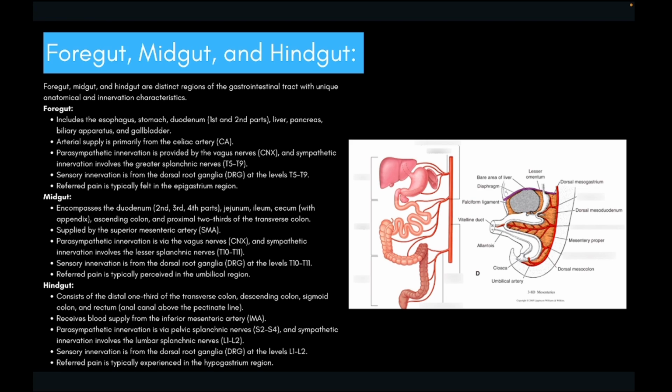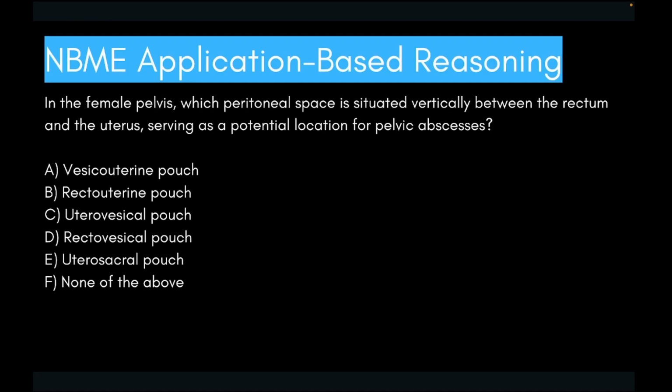Alright, now that we have covered the content for today's video, let's go ahead and move on to some questions. In the female pelvis, which peritoneal space is situated vertically between the rectum and the uterus, serving as a potential location for pelvic abscesses?